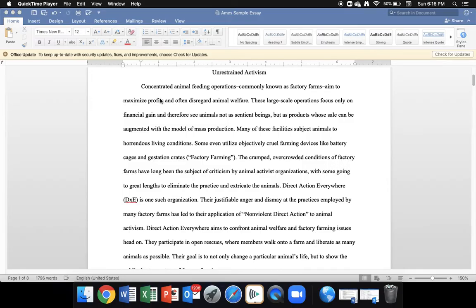It says concentrated animal feeding operations, commonly known as factory farms, aim to maximize profits and often disregard animal welfare. These large-scale operations focus only on financial gain and therefore see animals not as sentient beings, but as products whose sale can be augmented with the model of mass production. Many of these facilities subject animals to horrendous living conditions. Some even utilize objectively cruel farming devices like battery cages and gestation crates.